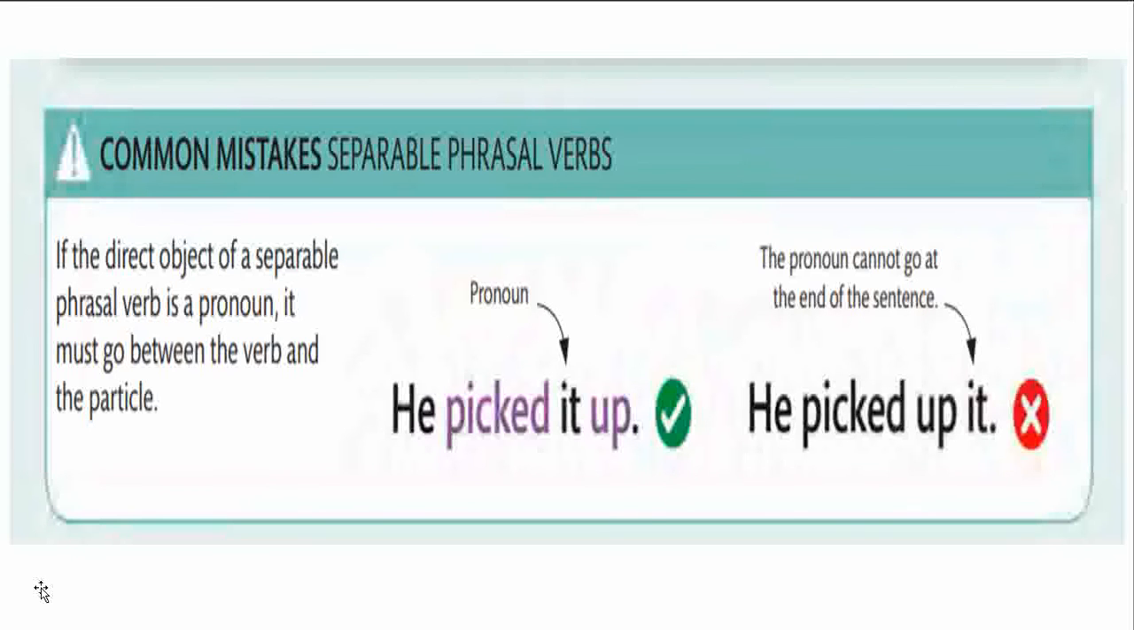Now, one common error: separable verbs. If the direct object of the separable phrasal verb is a pronoun, it must go between the verb and the particle. For example, he picked it up. It should be soon after the verb. You cannot place this word it after the particle. He picked up it is completely incorrect. I had pointed this out while I was explaining the previous meaning.